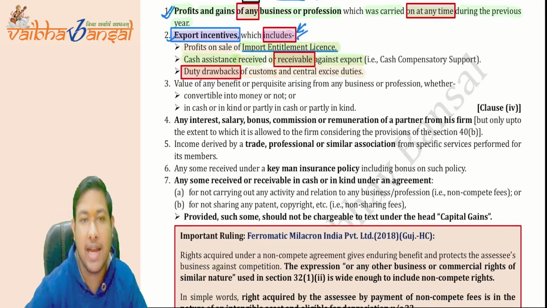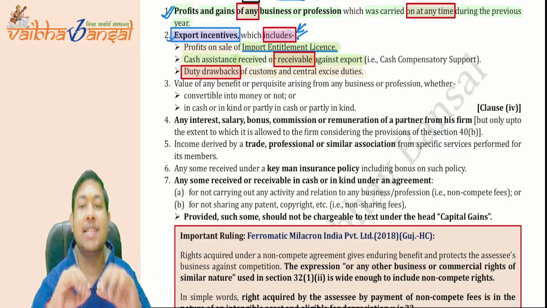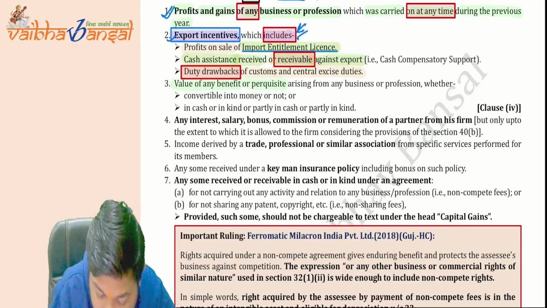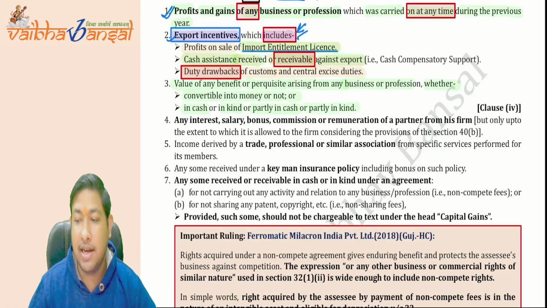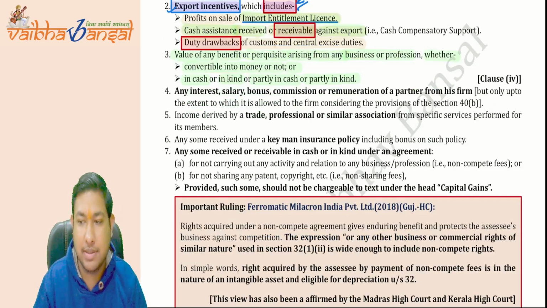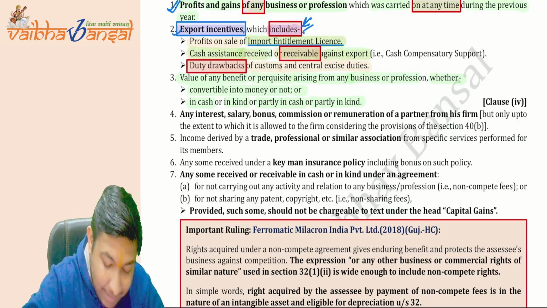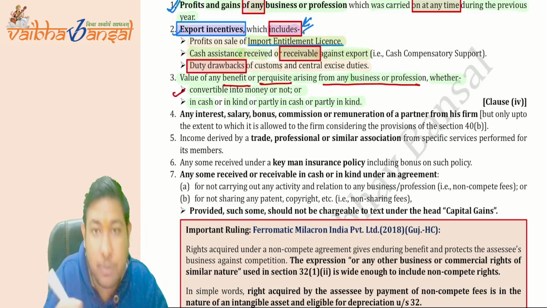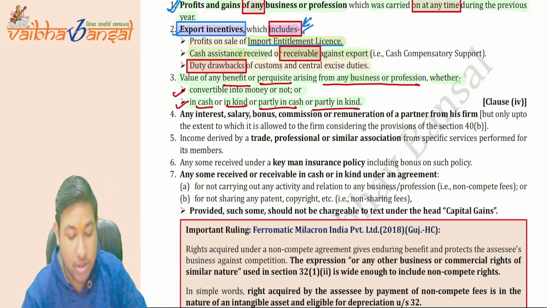Moving ahead, what does it say? It says value of any benefit or perquisites arising from any business or profession, whether convertible into money or not, whether in cash or in kind, or partly in cash and partly in kind. What does it mean? Let us understand this.